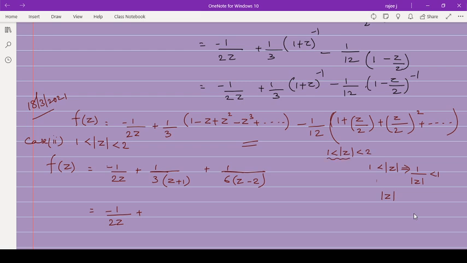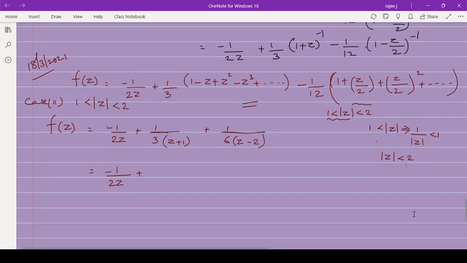First I took this, so 1 less than z. Then I will take this, mod z less than 2. Okay, mod z less than 2 means if mod z is less than 2, then what can it be? How can it be less than 1? Mod z is less than 2. That means 2 is greater than mod z. Okay, means 2 is bigger than mod z.